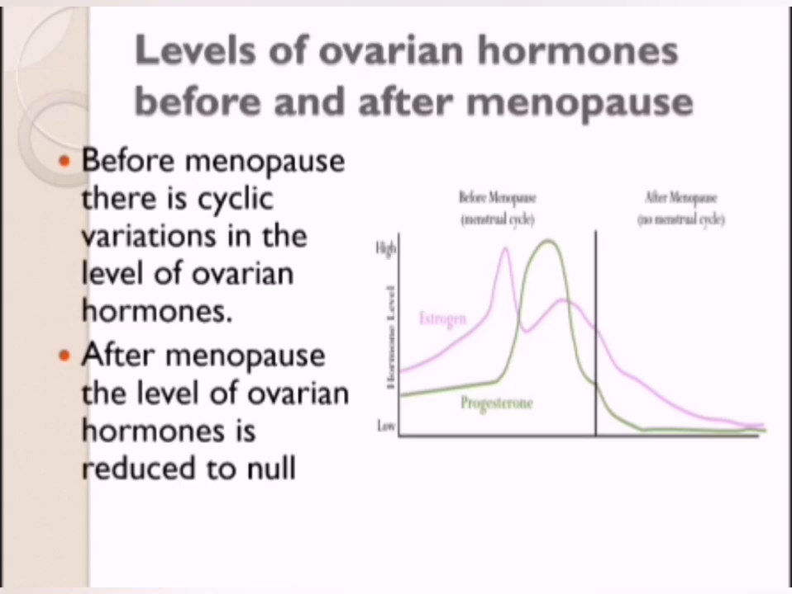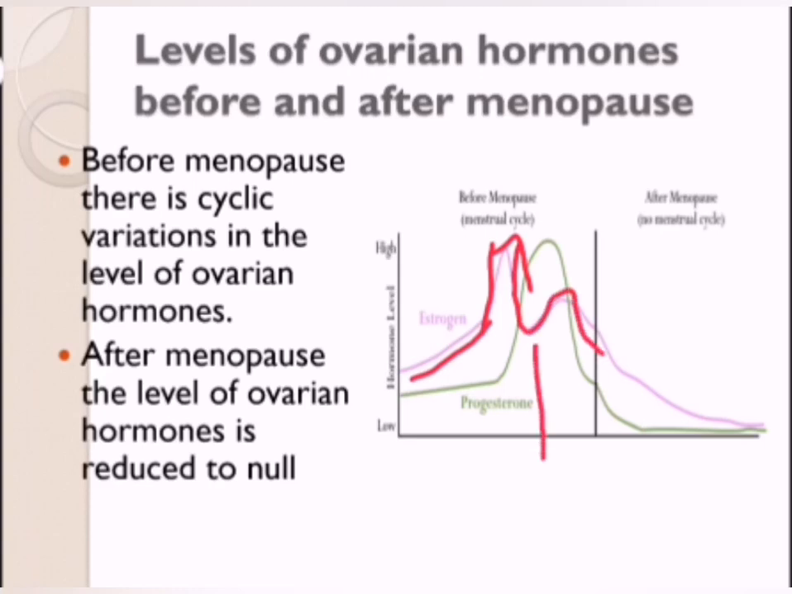Now, what happens to the level of these hormones before and after menopause? Before menopause, there is a cyclic variation in the level of these hormones. And these hormones have variable amounts during different days within the cycle. So as I mentioned before, estrogen is present in the follicular phase. It's secreted by the granulosa cells and by the follicular cells, and its amount increases till reaching a peak at day 13, and estrogen is also present in the luteal phase.